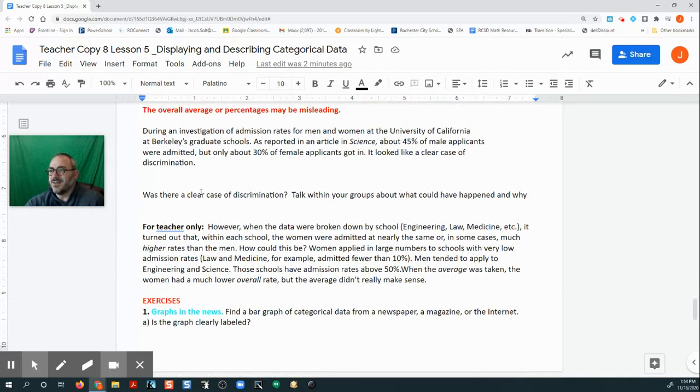All right. Let's see. Overall averages or percentages may be misleading. During an investigation of admission rates for men and women at the University of California at Berkeley's graduate schools, as reported in the article in Science, about 45% of male applicants were admitted, but only about 30% of female applicants got in. It looked like a clear case of discrimination. But was there a clear case of discrimination? Maybe talk and think about whether you think there was or not. Maybe pause the video, give it some thought.